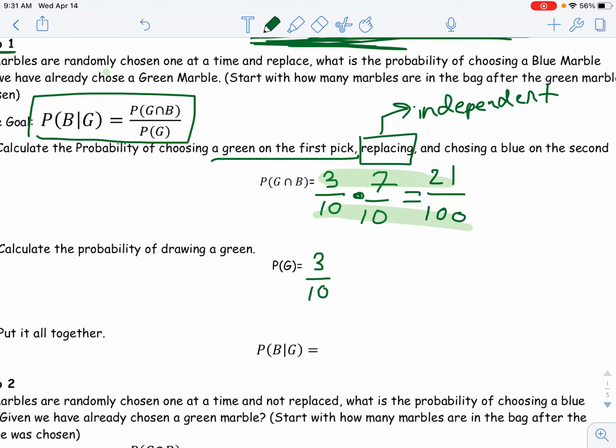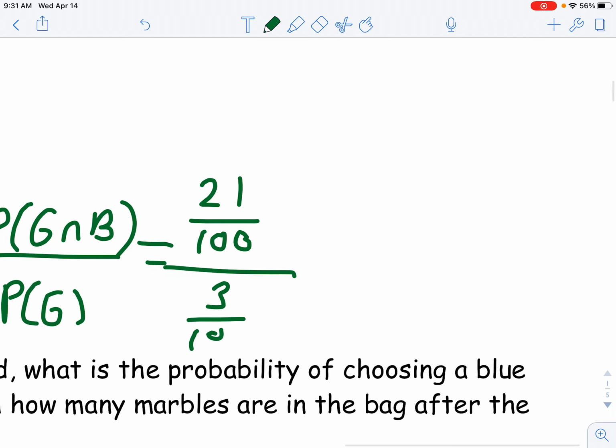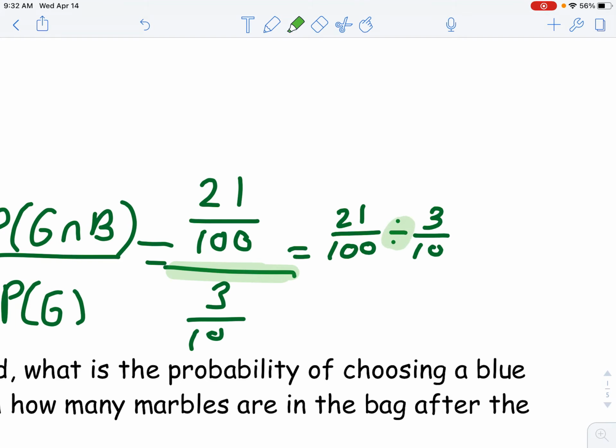So put it all together. The probability of blue, given that we got a green, is going to be the intersection, which we got as 21 over 100, over 3 out of 10. A fraction over a fraction. There are a bunch of ways to do this, but what I like to do is break it down. A fraction over a fraction seems very scary, so I'm going to rewrite it, and instead of a fraction bar, I'm going to change it to a division symbol.